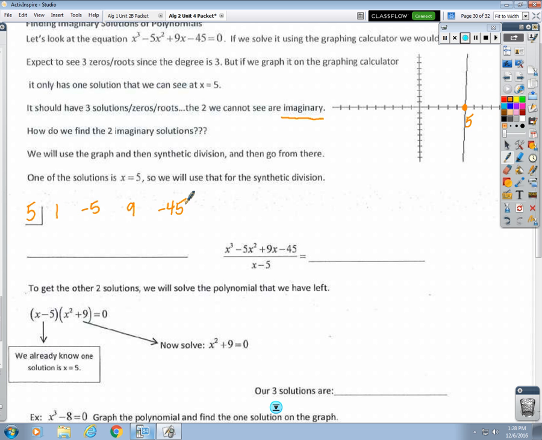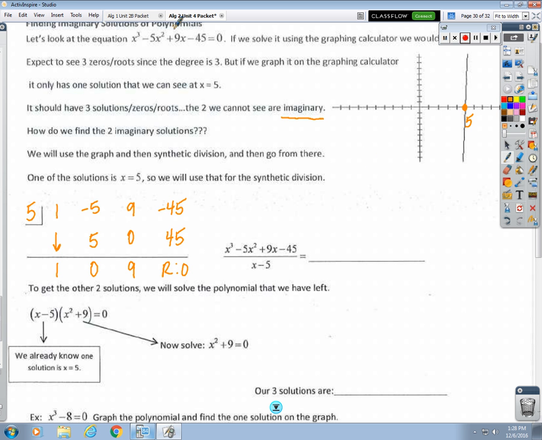Right? So the 1 will drop. It will multiply by 5 and become 5. That will become 0. It will multiply by 5 and become 0. And then that will become 9, which will multiply by 5 to become 45. So the remainder is 0.